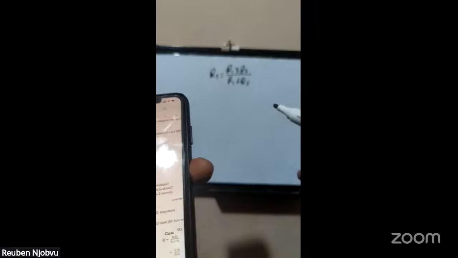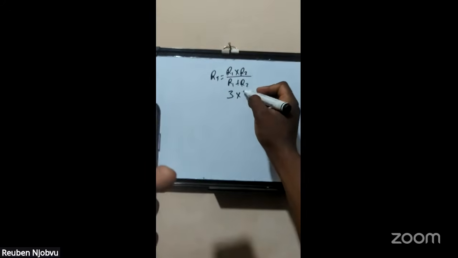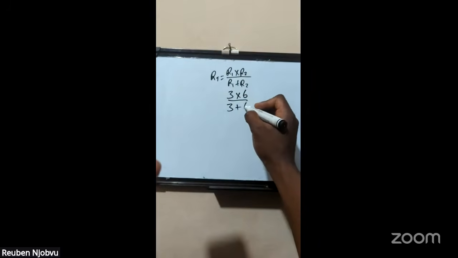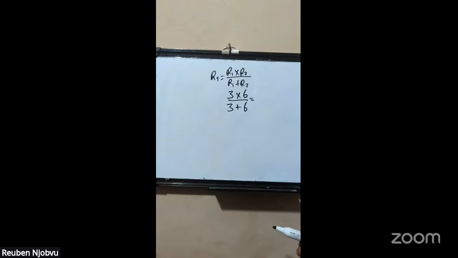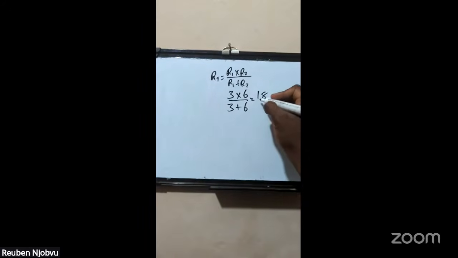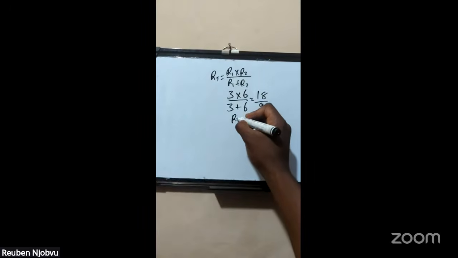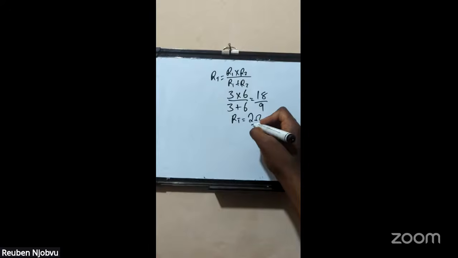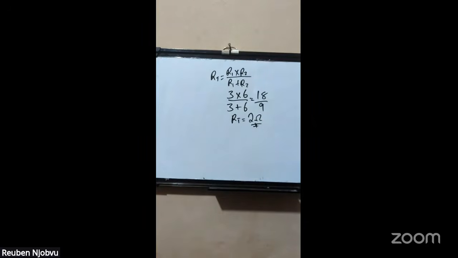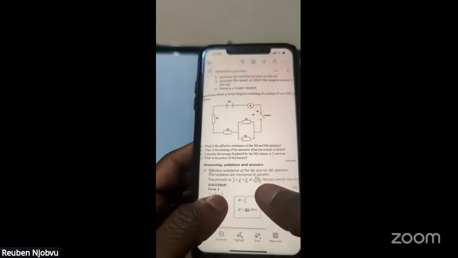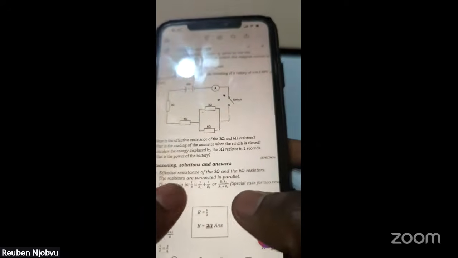So you look at the values given, 3 times 6 over 3 plus 6. So 3 times 6, what do you find here? Simple answer. You have 18, right? Then 3 plus 6, you have 9. So meaning your total resistance is giving you what? 2 ohms. You're done. And how many marks have you been given? Just 2. And you're answering these questions this year. So that's 2 marks.